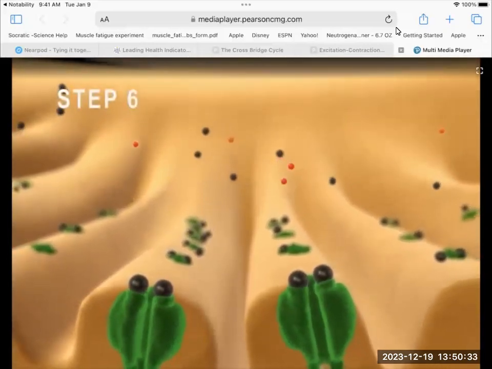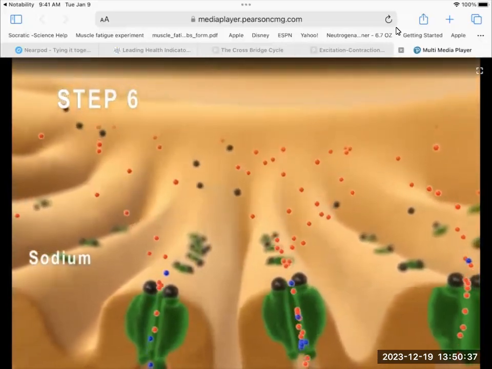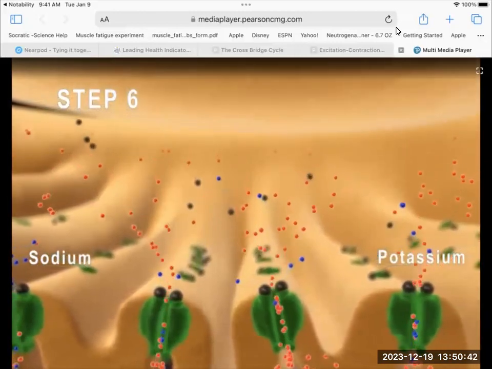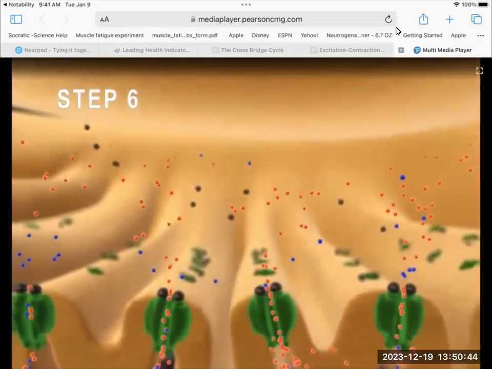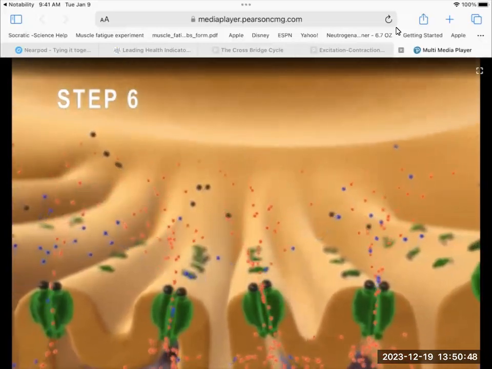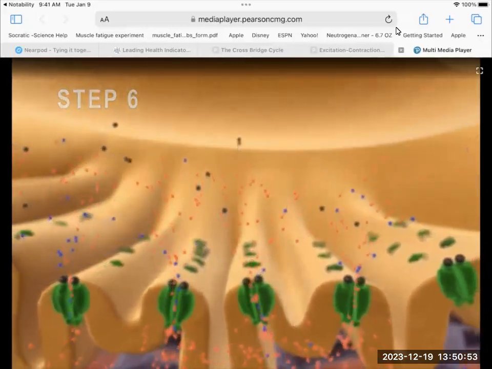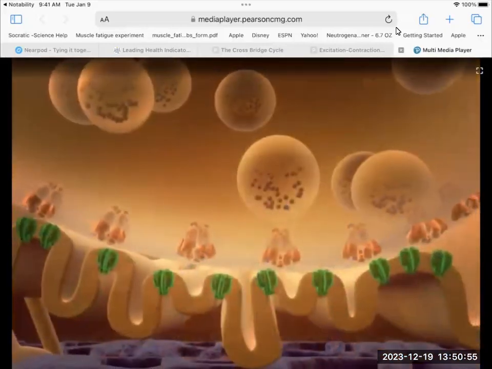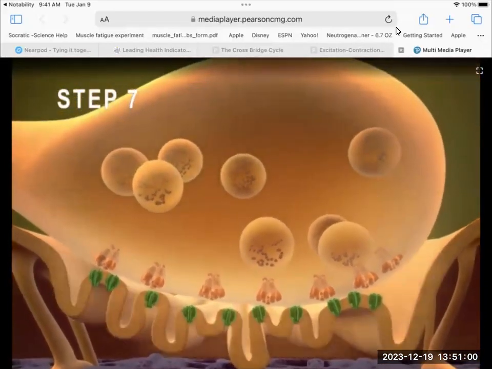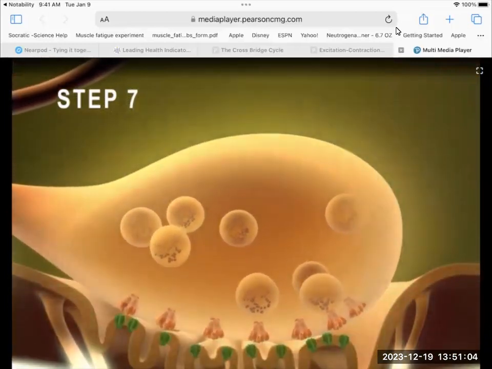Step 6. Sodium ions, shown here in red, enter the muscle fiber, and potassium ions, shown here in blue, exit the muscle fiber. The greater inward flux of sodium ions relative to the outward flux of potassium ions causes the membrane potential to become less negative. Step 7. Once the membrane potential reaches a threshold value, the action potential propagates along the sarcolemma.